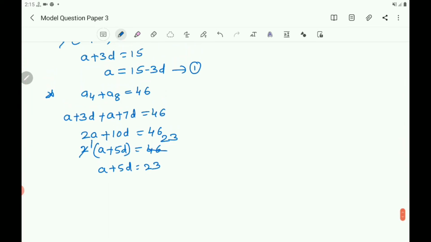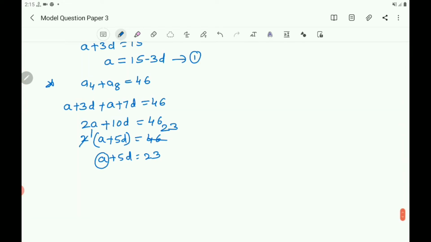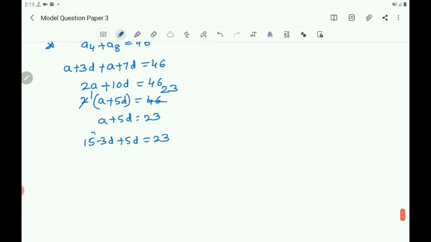Now in the first equation you got a equals 15 minus 3d. In the place of a you write 15 minus 3d. It is 15 minus 3d plus 5d equals 23. Then 15 you write 15 only, minus 3d plus 5d. That is 5d minus 3d is plus 2d. 5 minus 3 is 2. So you got 15 plus 2d equals 23.